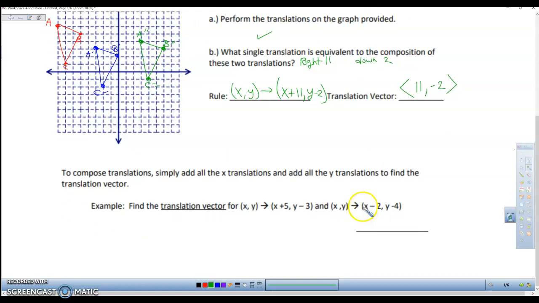And that will give you the translation vector, or the new ordered pair rule. So for just a quick, short example, find the translation vector for this composition. You'll notice that I got plus 5 and minus 2. Well, that would be a total positive movement of 3. And then for this one, I got y minus 3 and y minus 4, which is a total movement on the y's of negative 7. Simply add them together, and then you get your single translation vector that represents that composition of translations.